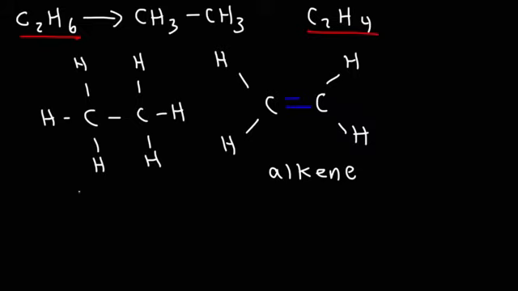Alkenes contain at least 1 double bond. Alkanes do not contain double bonds. So a 2-carbon alkene is known as ethene.